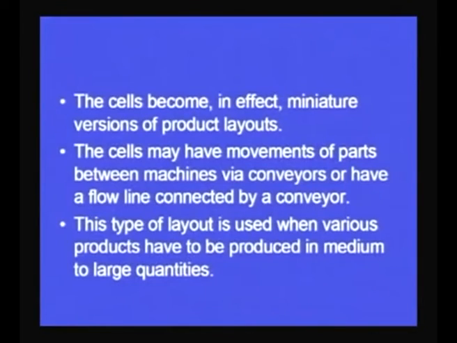The cells then become in effect miniature versions of product layout. Now, these cells which we have identified, one manufacturing cell has been dedicated to one part family, another particular cell has been dedicated to another part family, or a third cell may be dedicated to another type of part family or another type of product. So, these cells then become a type of product layout.